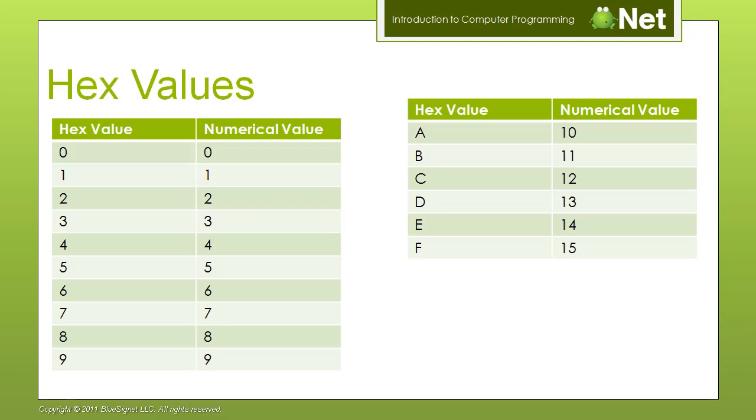Here's a list of the valid hex values. So like Brian said, 0 through 9 represents what they are, 0 through 9. And then A through F represents 10 through 15.